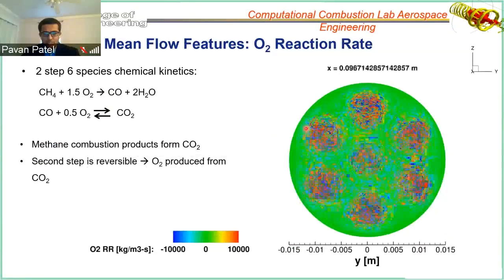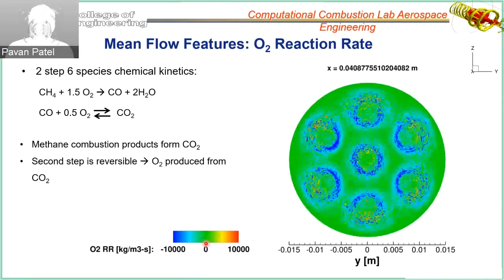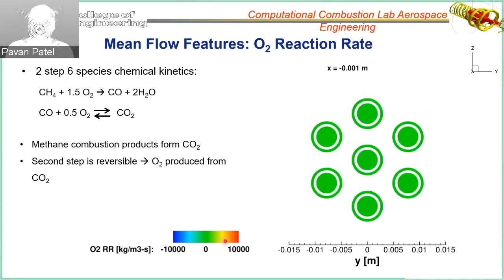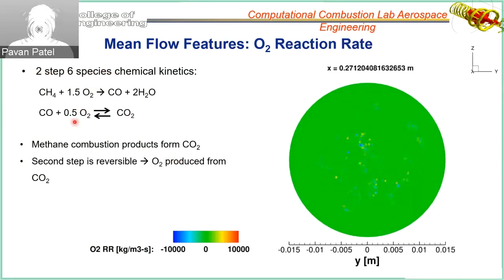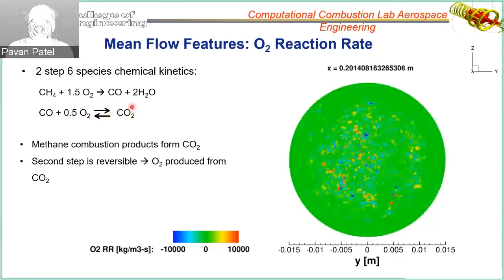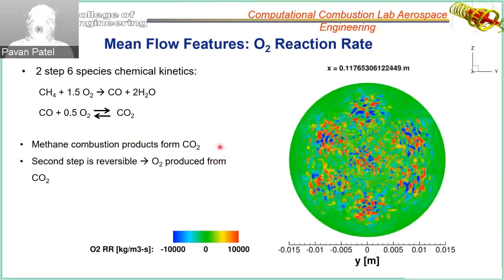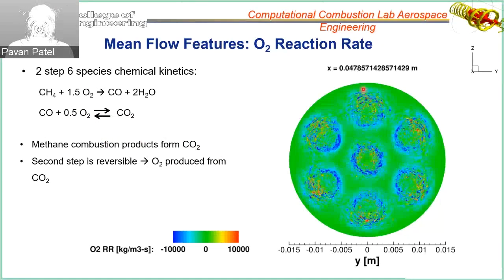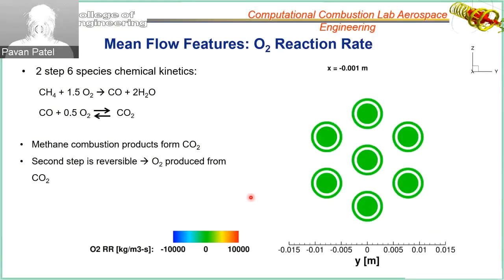Something I quickly wanted to show is the O2 reaction rate. Initially upstream, we have oxygen being consumed, and as you go downstream, after the products have been formed, we have oxygen being produced because of this two-step kinetic mechanism we're using. In the second step, the second reaction is reversible. So the CO2 that is produced at the end of combustion, some of that CO2 is being dissociated into carbon monoxide and oxygen, and some of that oxygen is being produced. And the red dots you see as you go downstream represent the rate at which the oxygen is being produced. It's not a lot, but it's there.